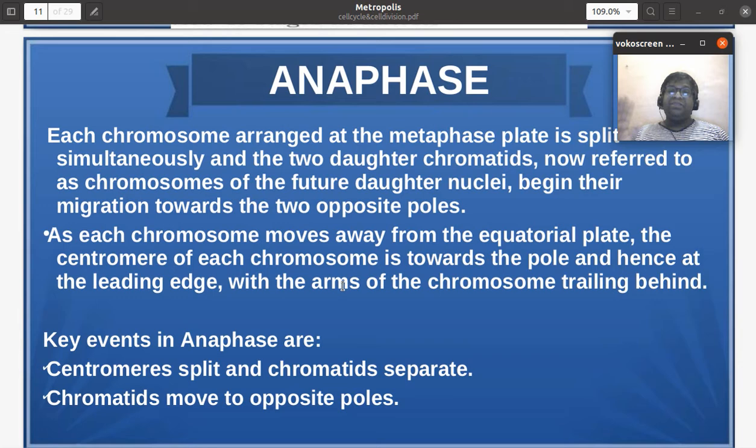The key events in the anaphase are the centromere split and the chromatids separate. The chromatids move to opposite poles. Those are the key events that take place in anaphase.